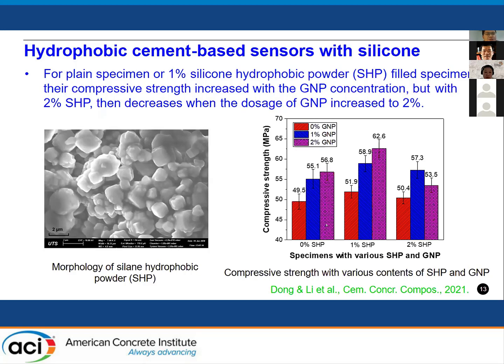For the plain cement paste and the specimen with 1% SHP, we found that the compressive strengths increased with the GNP content. But for the specimen with 2% SHP, the strength decreases when the content of the GNP increased to 2%.